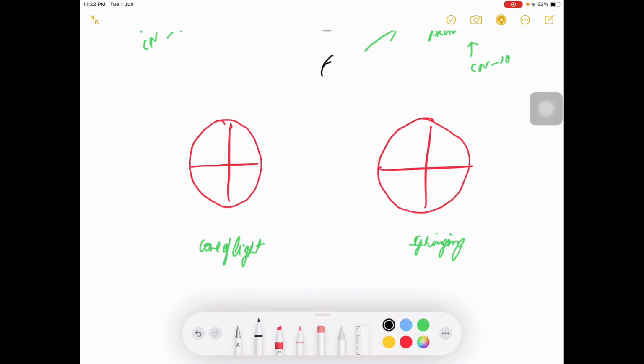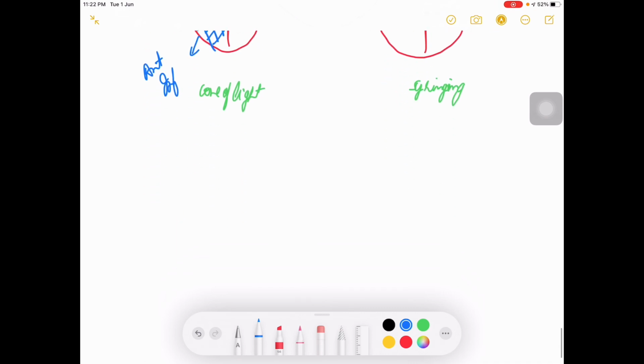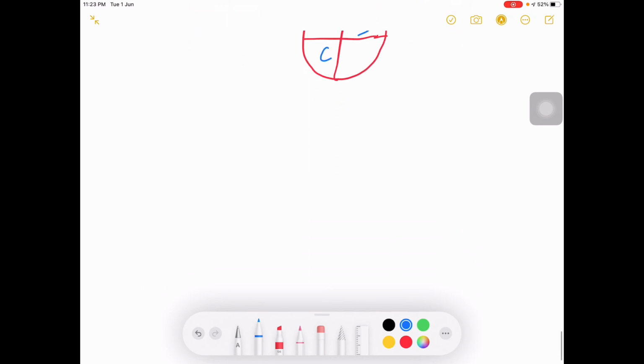Syringing is done focused at this quadrant, that is your posterior superior, whereas cone of light falls exactly at its opposite, that is your anterior inferior. So in order to summarize, you can say that these are your quadrants. Over here you have your syringing, and over here you have your cone of light. Okay, easy.